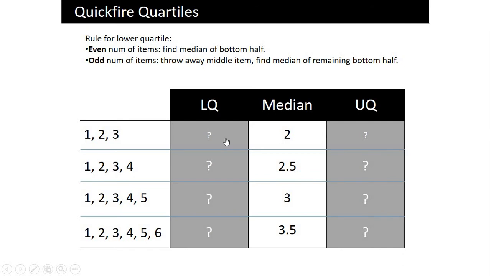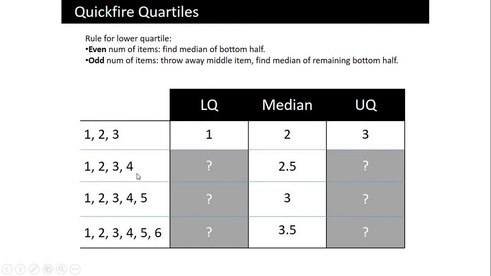So for the lower quartile then, for an odd set of data values, we are ignoring the median, which is the 2 in the middle, and we're finding the median, well, there's only one number there, so the lower quartile has to be 1, and the median between the upper values, as there's only one value, the upper quartile has to be 3.